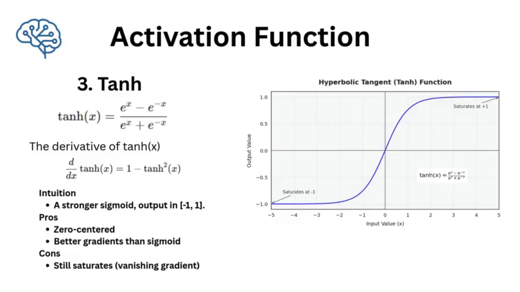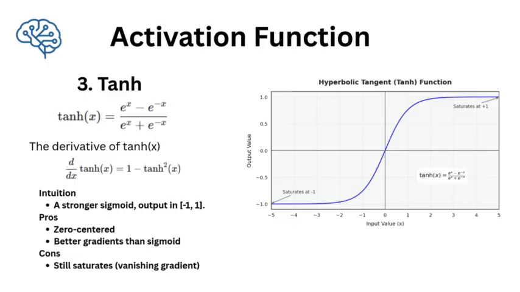The derivative of the tanh function is given by d/dx of tanh x equals 1 minus tanh squared x. This derivative is highest around 0, which helps learning when the inputs are in this region.